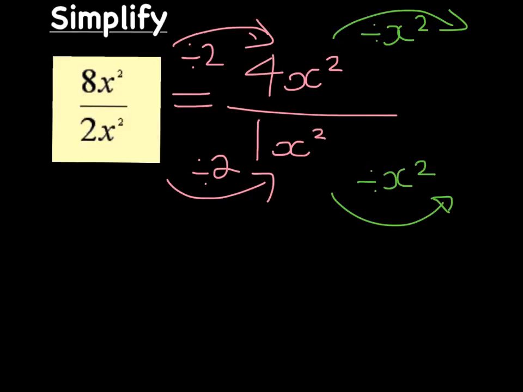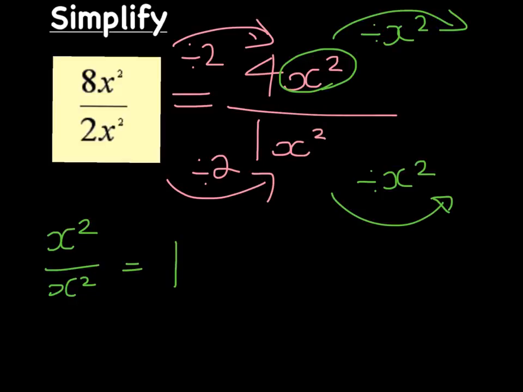And let's just think about what that is. What is x squared divided by x squared? So I'm just going to write that down over here. X squared divided by x squared. Well, this is like saying how many x squareds are there in x squared? Well, that would be 1.